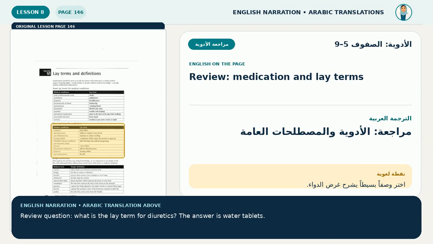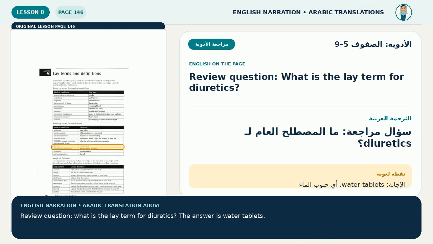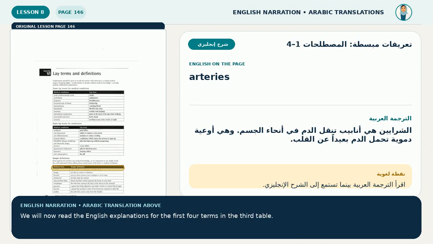Review question. What is the lay term for diuretics? The answer is water tablets. The English question and the complete Arabic translation are on screen. We will now read the English explanations for the first 4 terms in the third table. The Arabic translation remains on screen, so you can read the meaning while listening.